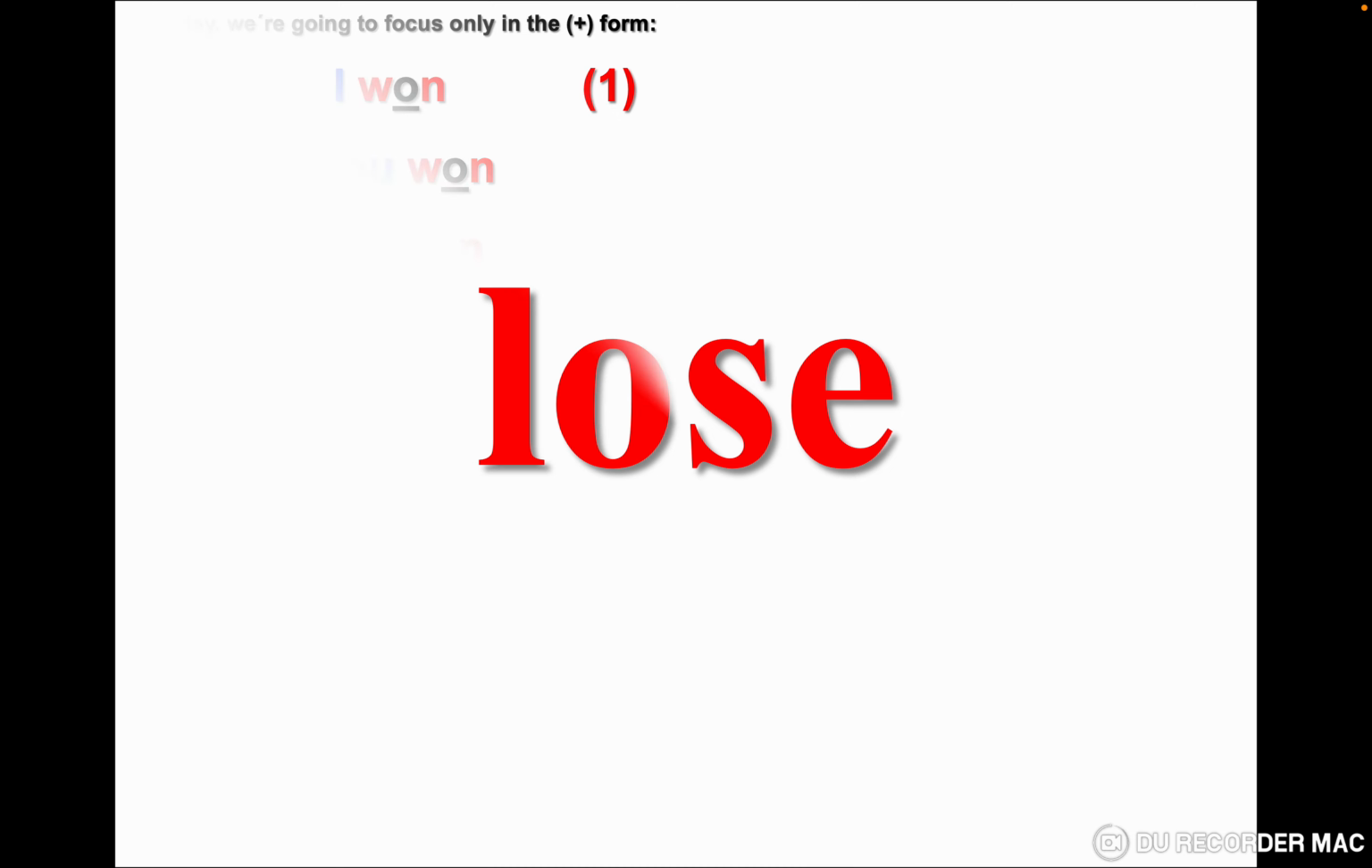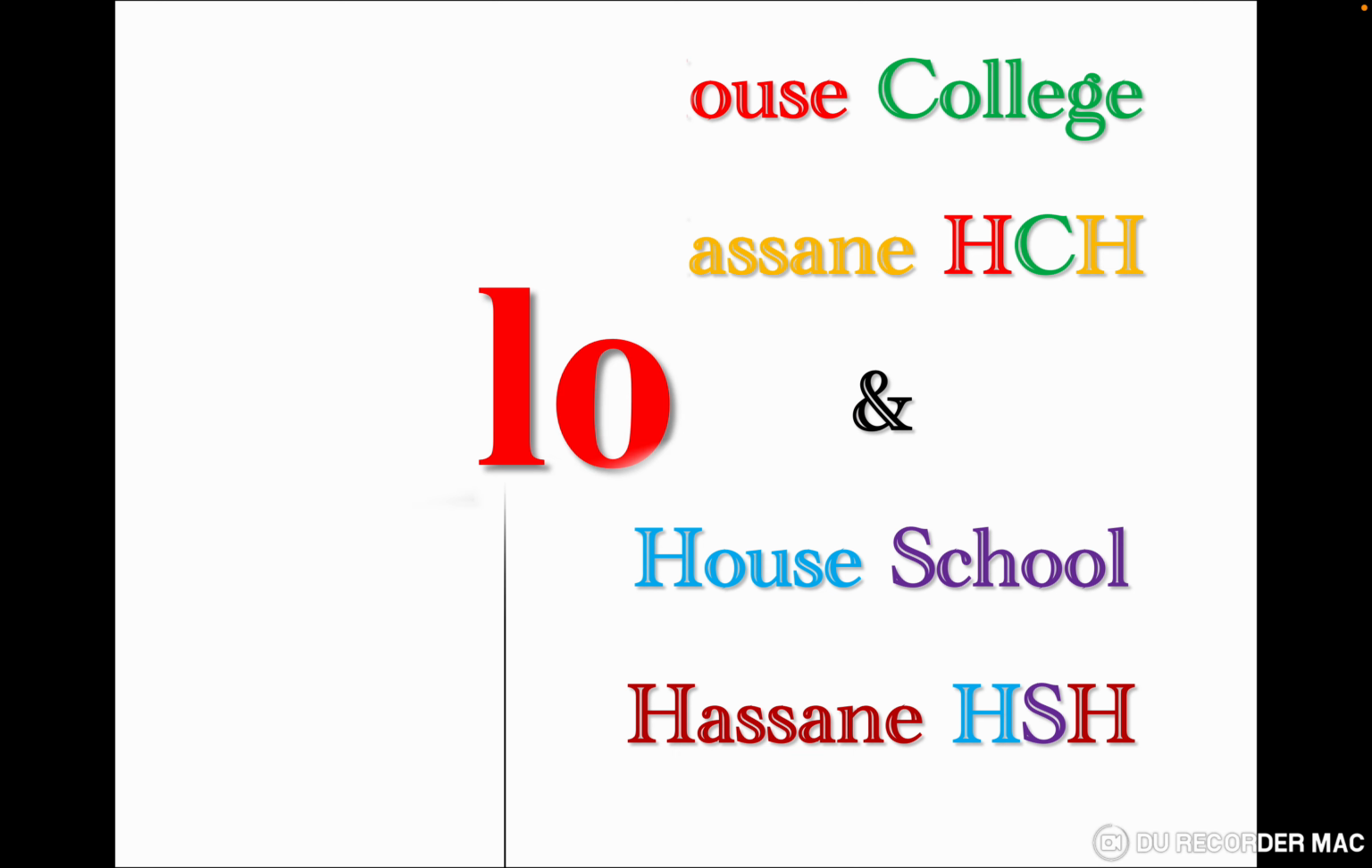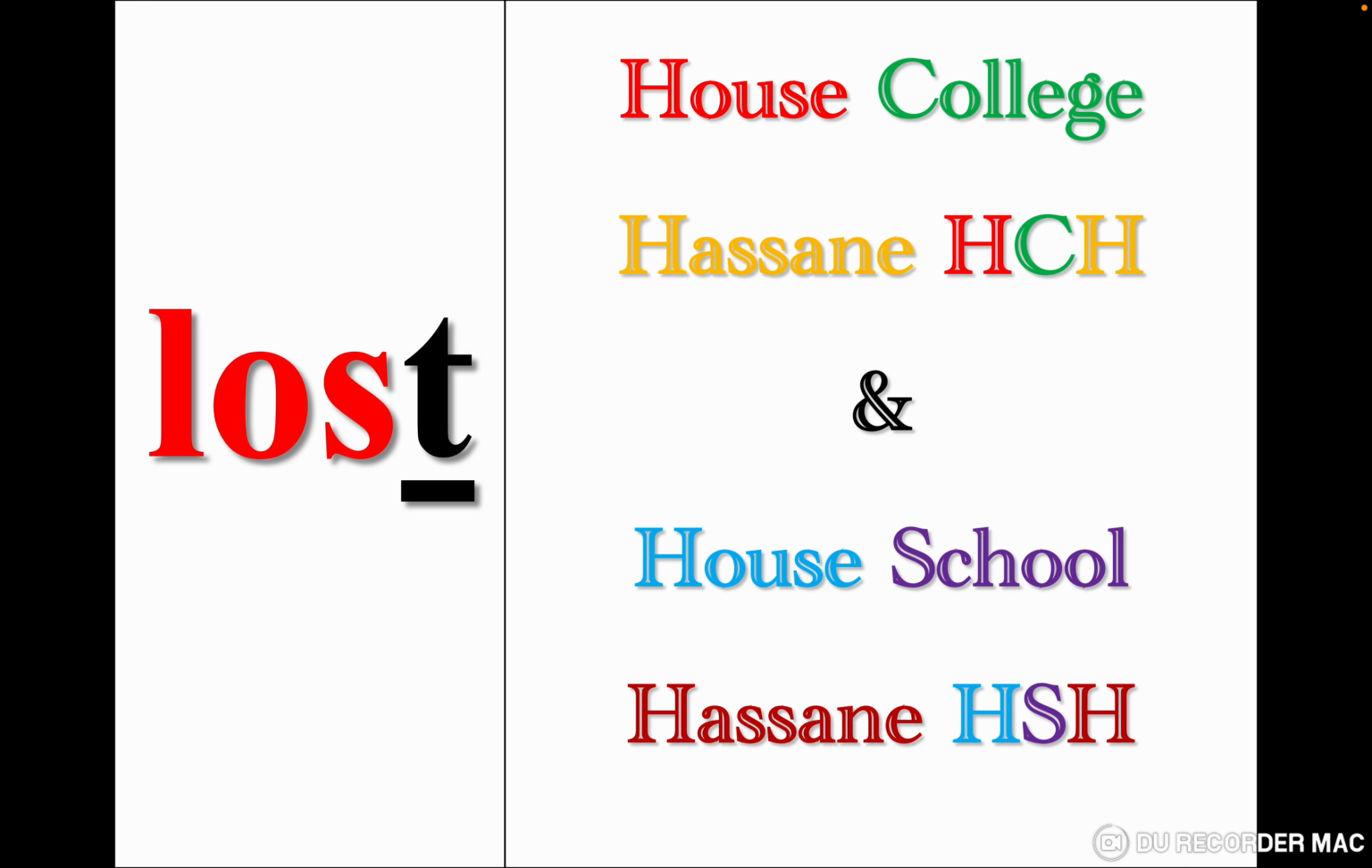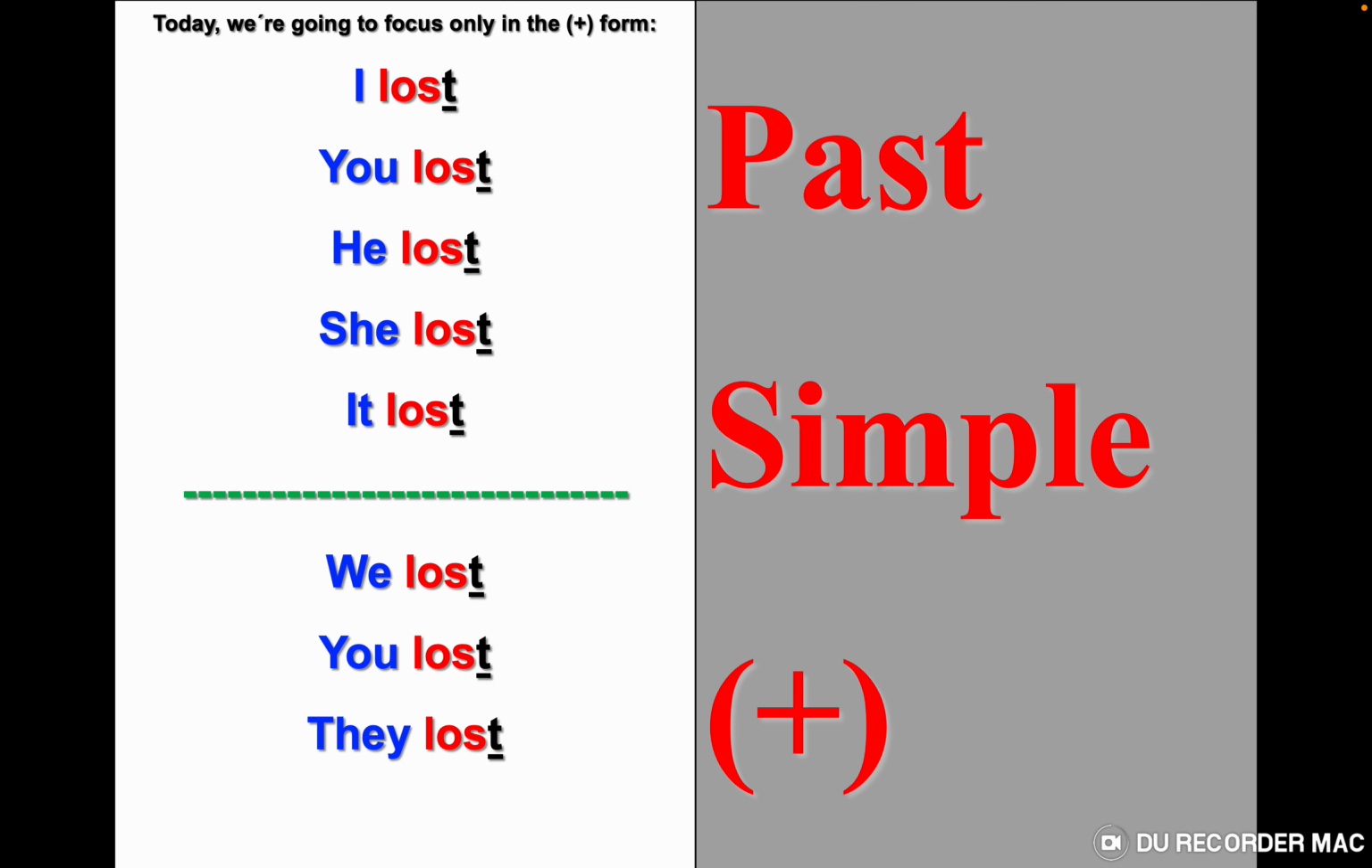Let's continue. Lose. There is a problem with this verb in the past because the present is with a z sound, lose. But the past is lost, so there is an s sound. I lost. You lost. He lost. She lost. It lost. We lost. You lost. They lost.